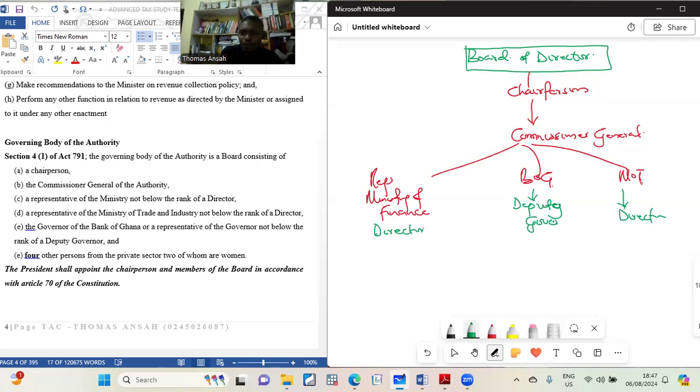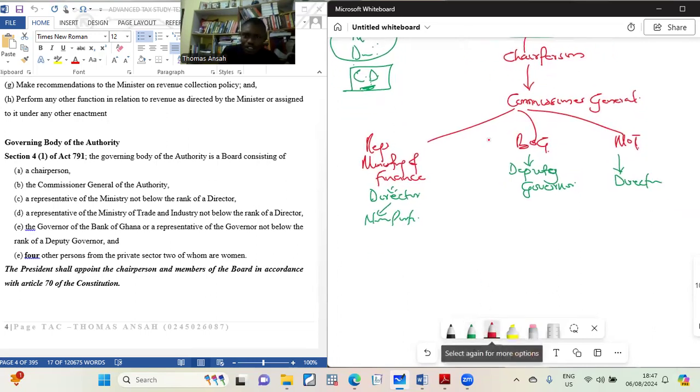Now, if you have worked in the public sector before, you realize that these directors are non-partisan. They are supposed to be non-partisan, because in the public sector, we have the minister, the deputy minister, then the chief director. This chief director is not supposed to be partisan, because the ministers are appointed by the government, but this person is already there. So the rep should not be below that rank.